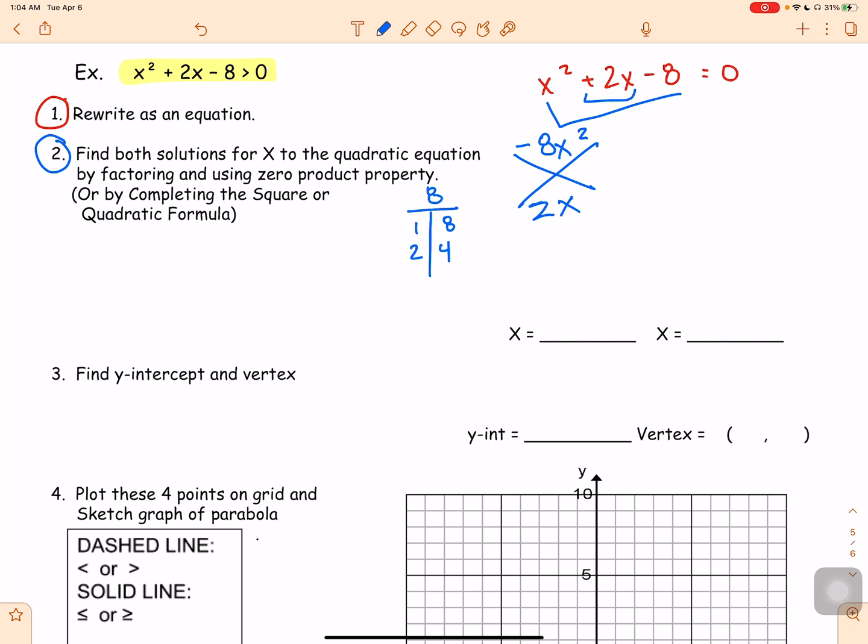Pause the video and try to factor out the rest of it completely. Find the x's. Okay, get all the way down to this point on your own. You can do it. I know you can. Pause the video.